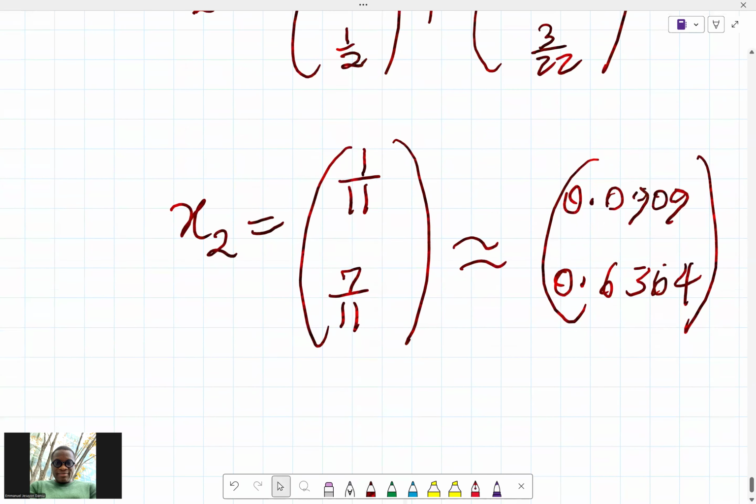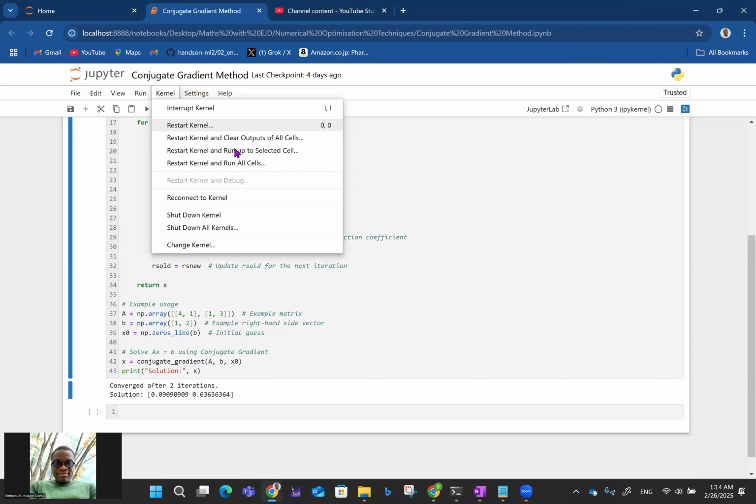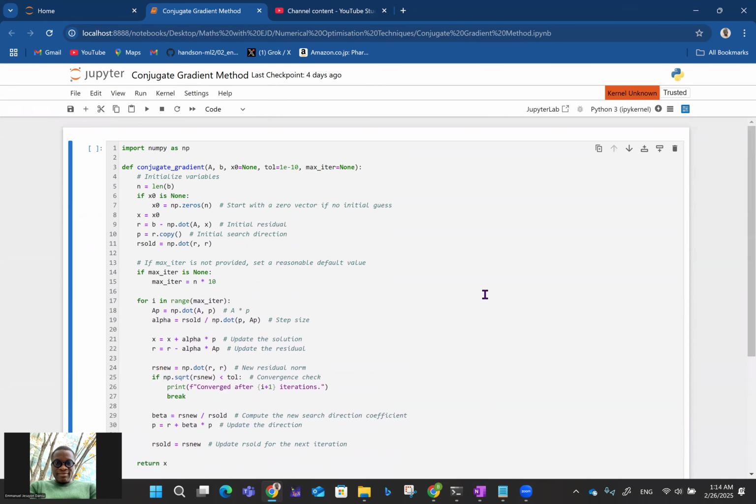So that takes us, we can now go to the Python code and see what we have there. So this is the Python code. I already have the answer run, so let me clear this out and try to explain afresh. Yeah, look at this.